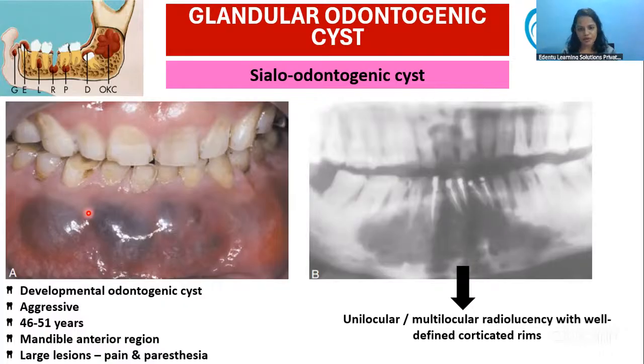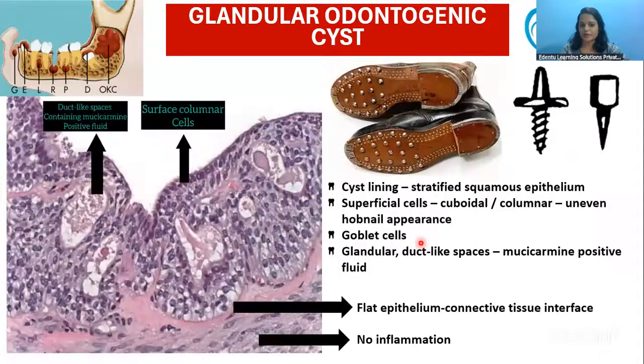It is most commonly seen in the late 40s, and most commonly seen in the mandibular anterior region. Large lesions can produce pain and paresthesia. So this is the radiographic feature of glandular odontogenic cyst. It will produce a unilocular or multilocular radiolucency like this with well-defined corticated rims.